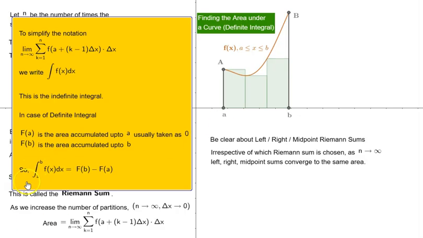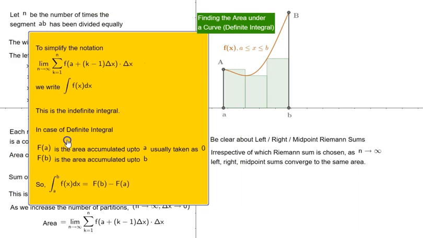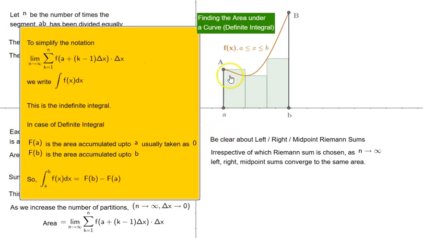So the notation changes a little bit. We have the elongated S and we define the limits from A to B of f of x dx equal to capital F of B minus capital F of A. So here, remember, we are talking of area under the curve from a point A to a point B. So we are talking of definite integral.